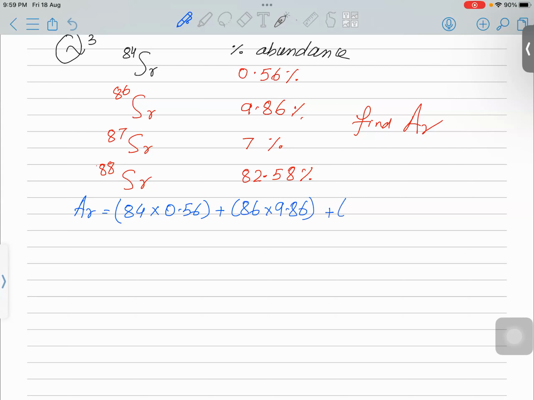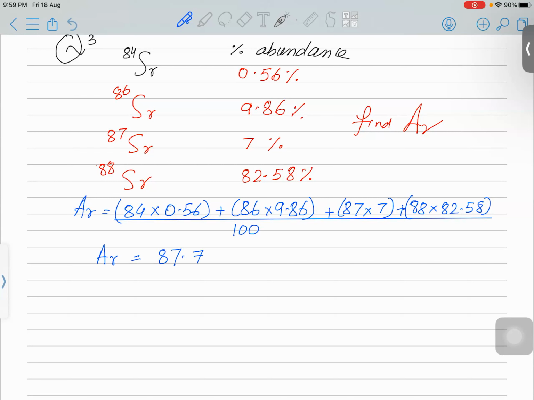9.86. 87 times 7. 88 times 82.58. Divide by 100. So AR is 87.7. AR is 87.7.